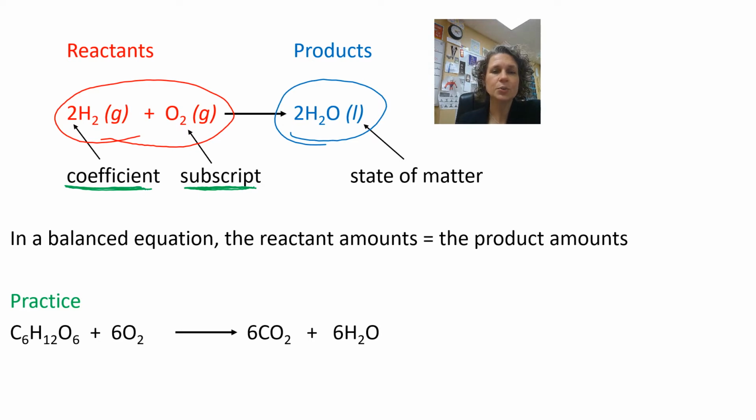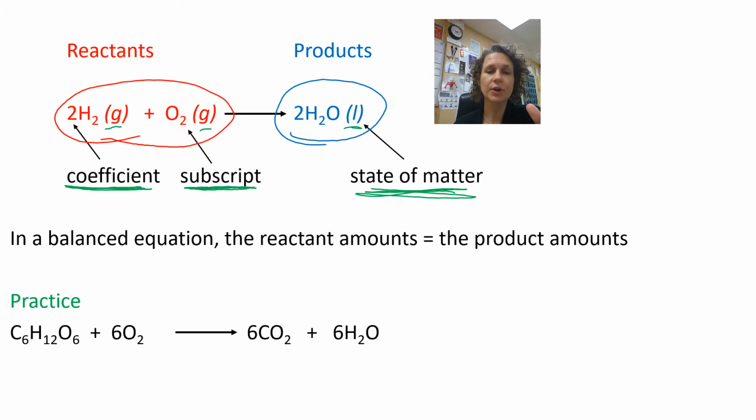And then the last one, the state of matter. So I've got the G's over here with the H and the O, and this L for the H2O. That tells me that I have hydrogen gas and oxygen gas, and it reacts to form the liquid form of water. And I could put symbols for that, and S, of course, would be a solid. So it basically gives you kind of a shorthand version of the reaction.